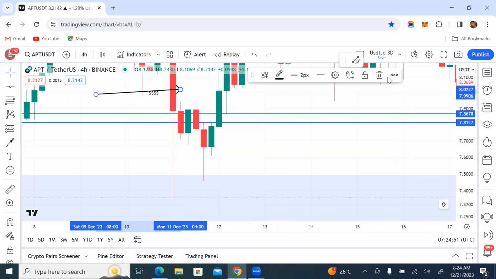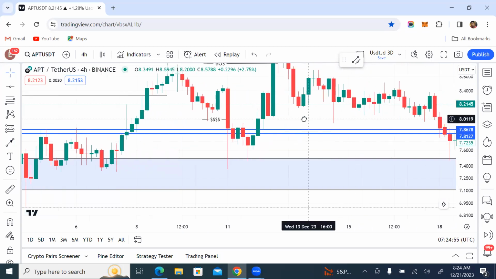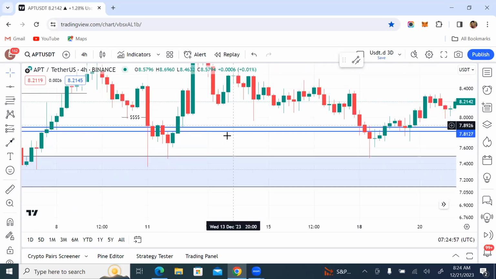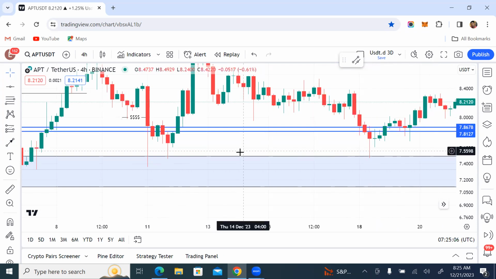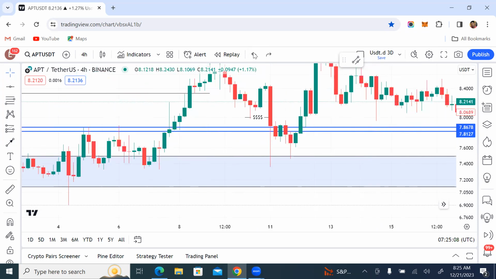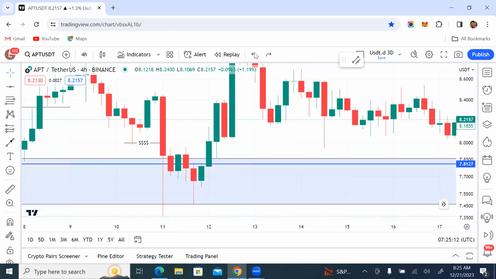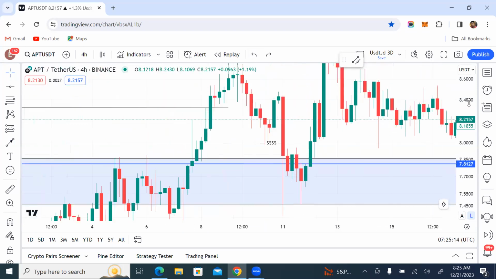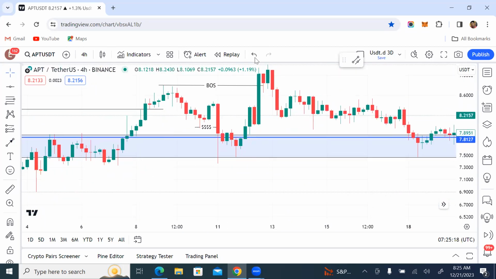Now, if you know the rules of fair value gaps, you should understand that at every point in time, price will come back to fill that inefficiency. And guess what? Price came back and filled it correctly and then moved back to the upside. So that is another criteria.